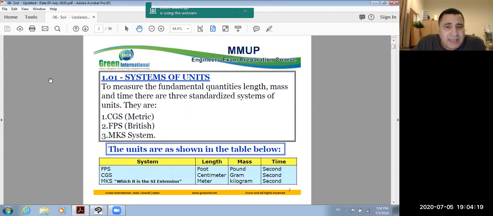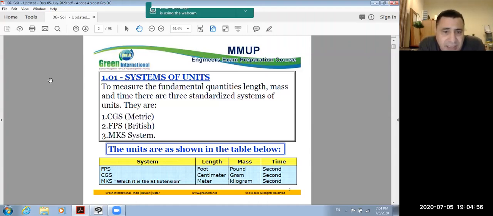Number 2, system of units. How many systems of units do we have? We have metric, which is CGS, centimeter gram second, the French units, and we have the British, which is foot pound second, the foot, the pound and second, and we have meter and kilogram second. This is the standard international standard units, meter kilogram second.